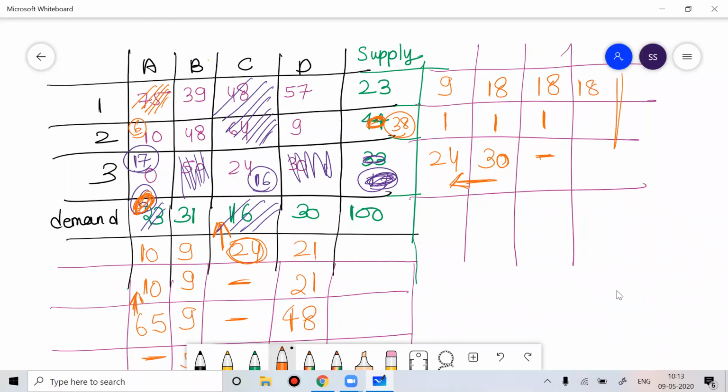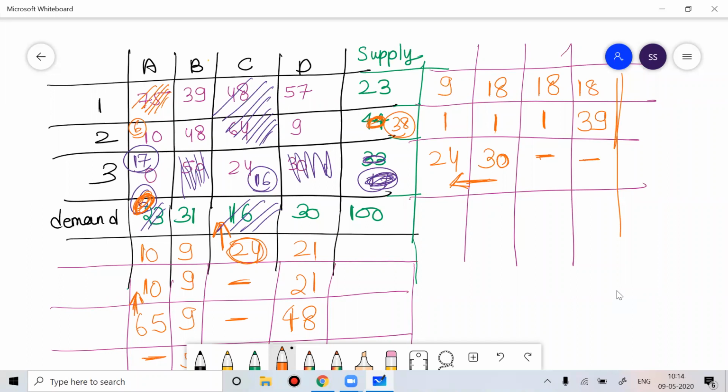That will be 18 only. Now this would be 48 minus 9. 48 minus 9 is 39. This is 39. And this is done.